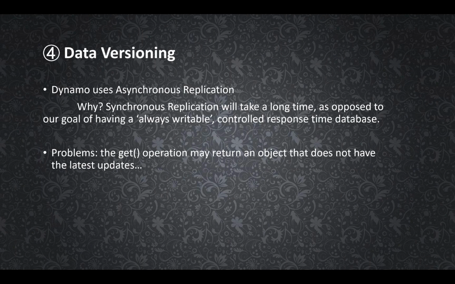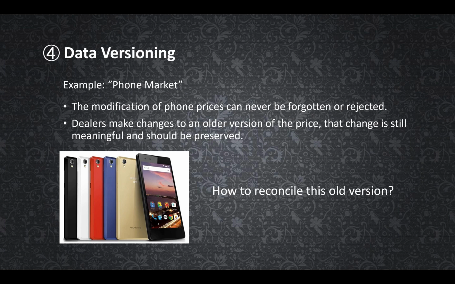Dynamo uses asynchronous replication because synchronous replication takes a long time waiting for other nodes' responses. So far, Dynamo is just like a normal distributed database, so how does it overcome specific requirements such as being an always writable database? In our example, this means that a modification of the phone price can never be forgotten, and if dealers make a change to an older version, the change is still meaningful.